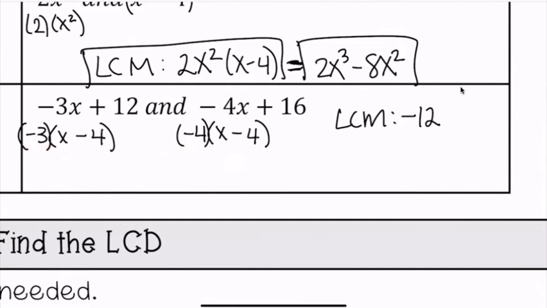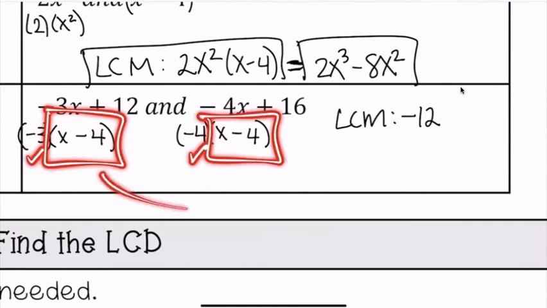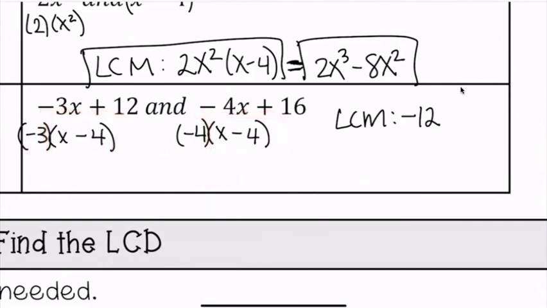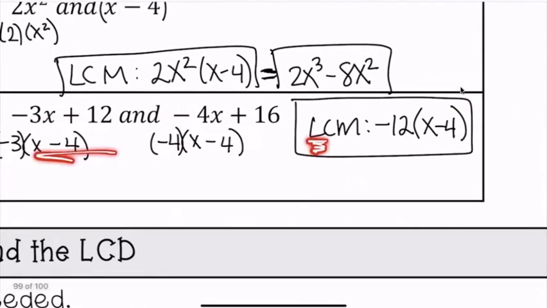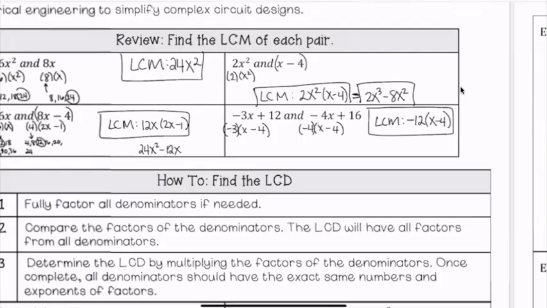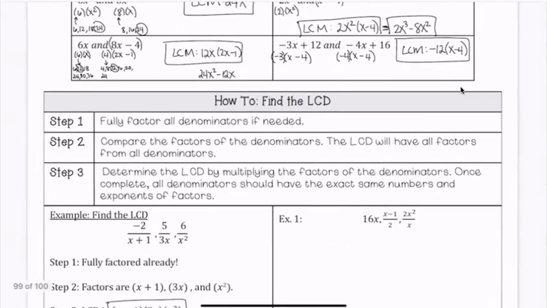So that takes care of this one and that one. And now we'll look at our binomial one. We have an x minus 4 here and an x minus 4 here. So they have that one in common. So that's definitely going to come over here to our least common multiple. And this is the answer. The reason that we don't put x minus 4 squared is because we're looking for the least common they can have in common, and they already only have one in common. Good. Okay, hopefully that was a good review for you.